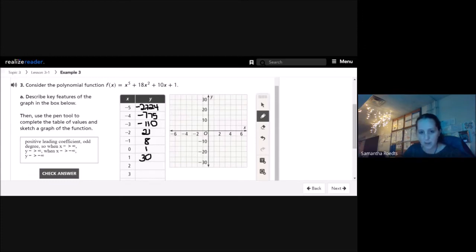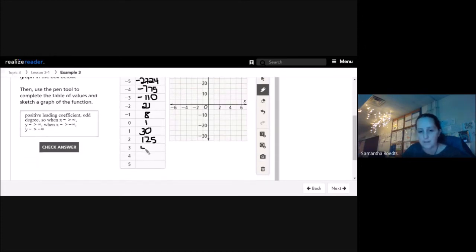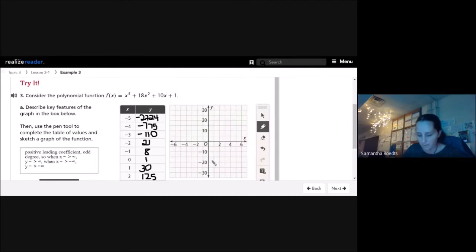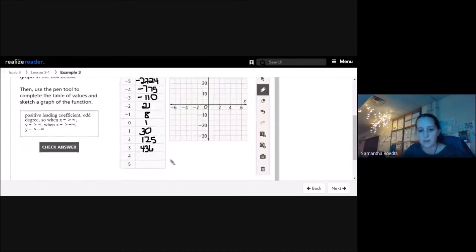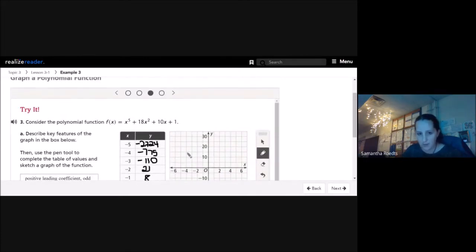Then I have 2 to the 5th plus 18 times 2 squared plus 10 times 2 plus 1, which gives me 125. 3 to the 5th plus 18 times 3 squared plus 30 plus 1 gives me 436. 4 to the 5th plus 18 times 4 squared plus 40 plus 1 gives me 1353.